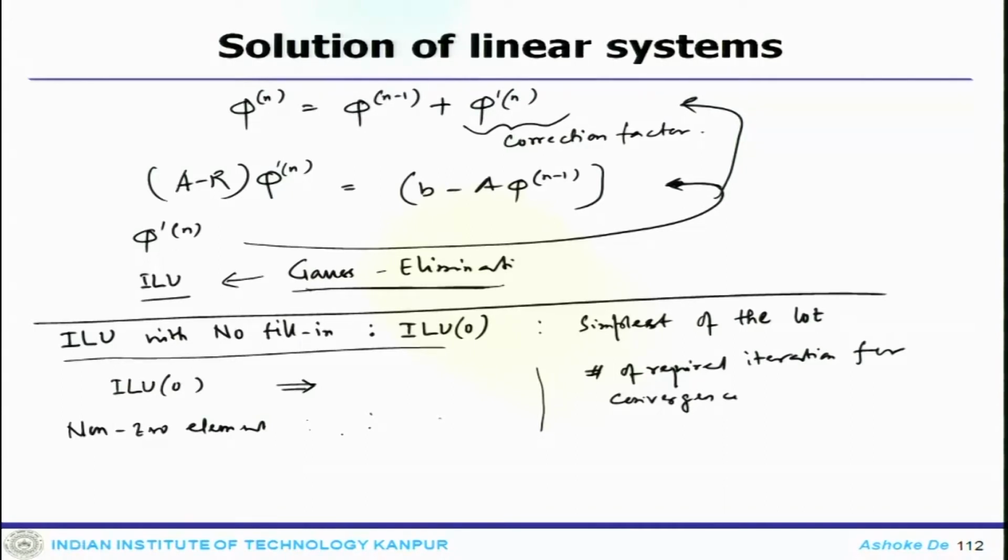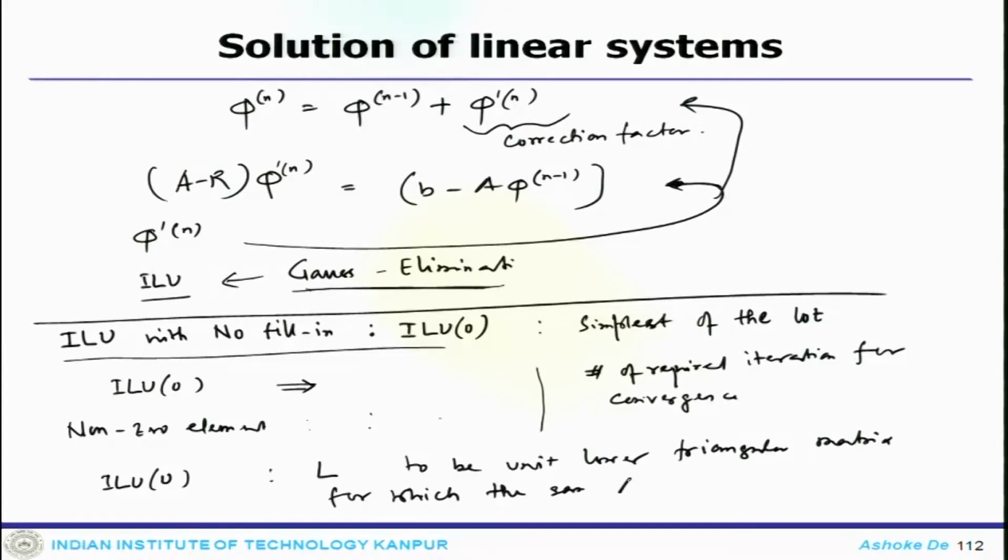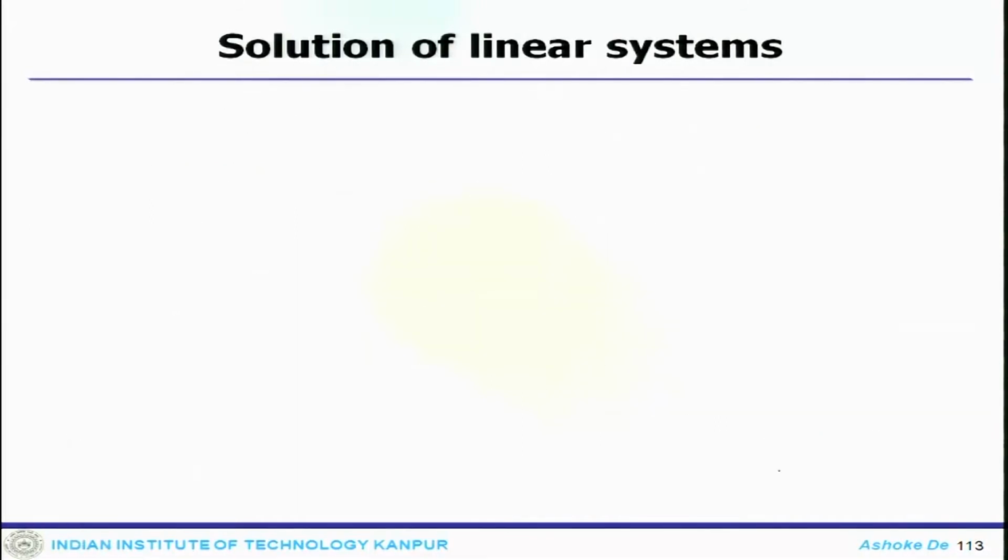In the ILU 0 factorization, you assume L to be a unit lower triangular matrix, for which the same A is used to store the elements of the unit lower and upper triangular matrices, and L and U can be written in that kind of approach.